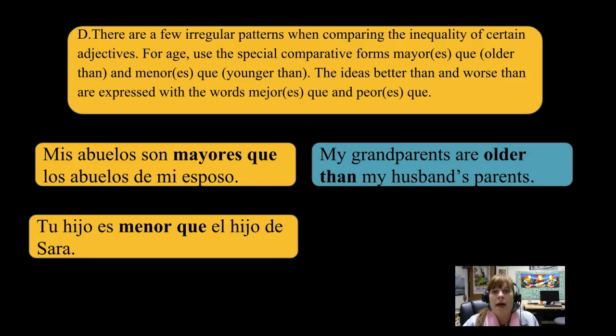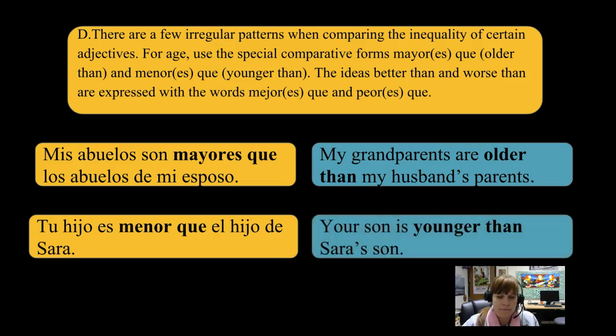Mi hermano es mayor que yo. My brother is older than me. Tu hijo es menor que el hijo de Sarah. Your son is younger than Sarah's son. So again, when you're talking about age, mayor que is older and menor que is younger.